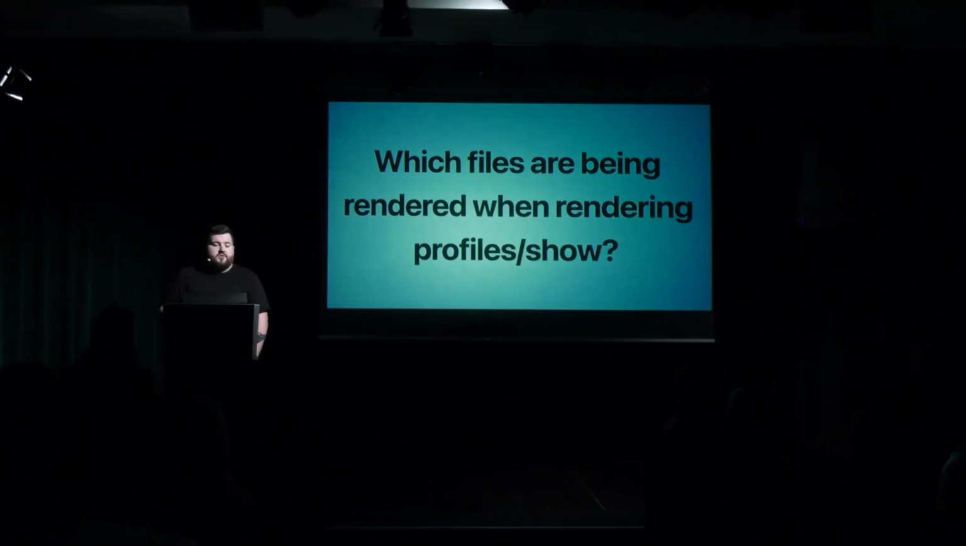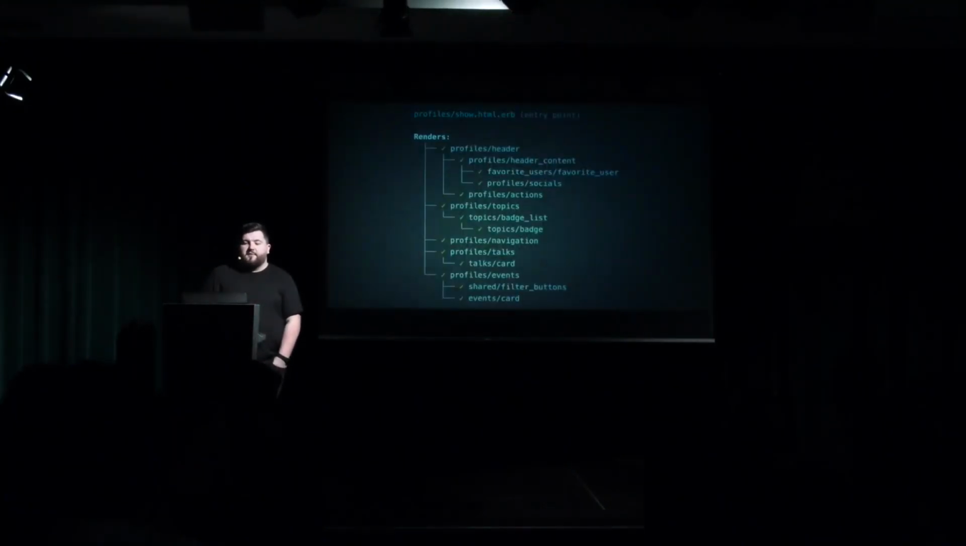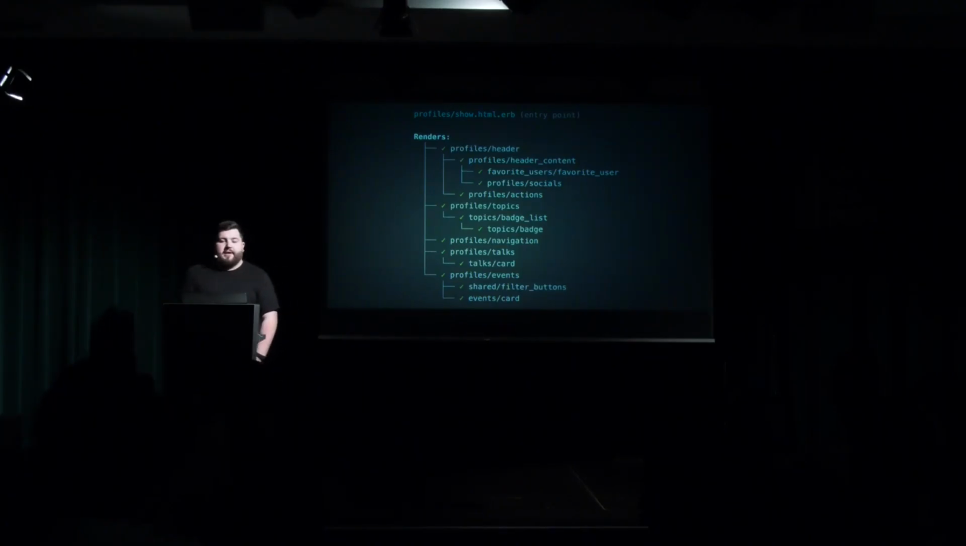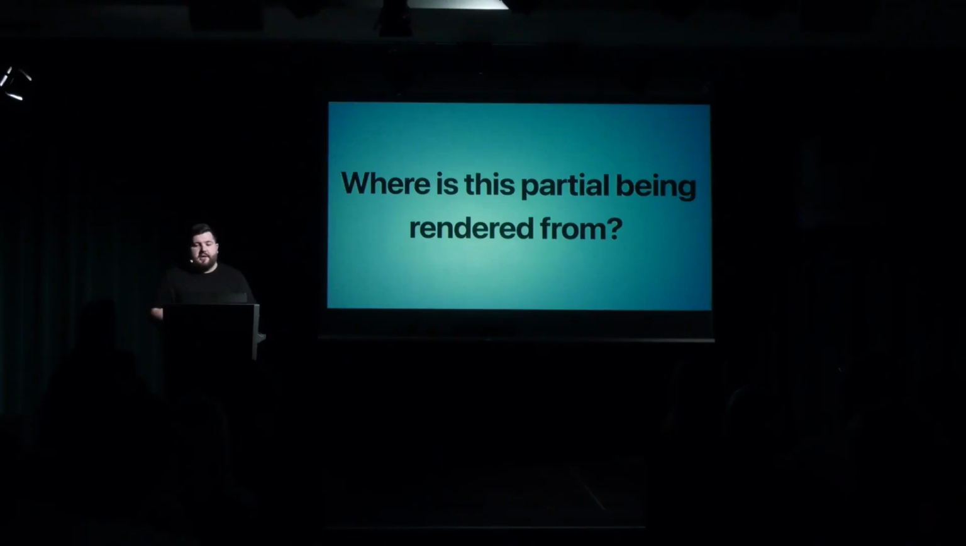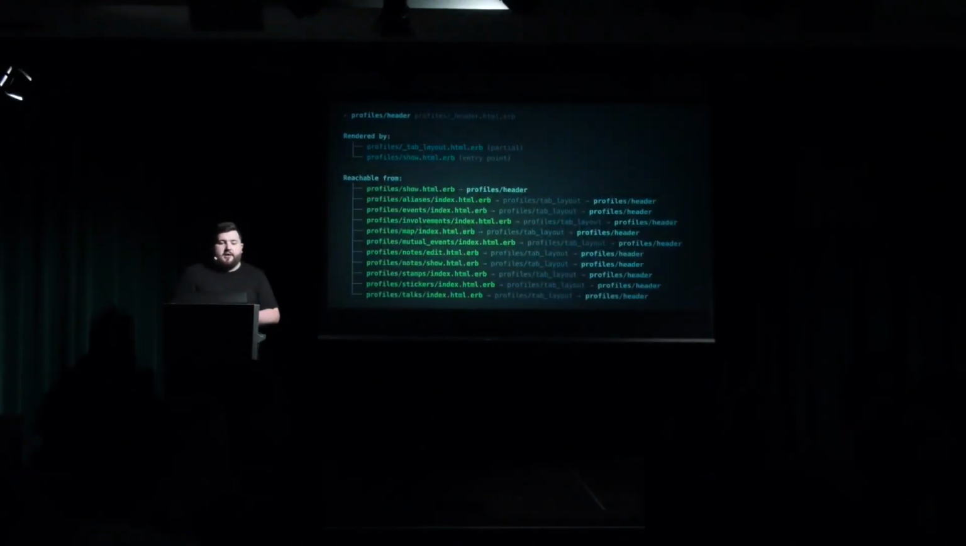This allows us now to build this graph, and we can see what is involved when you want to render this profile show page. It shows you, here's profile show, and here are all the files that are involved to render this page. And you can also flip this around to say who is rendering this partial, and you get the other side where you can see the whole trace of where this partial is being rendered from and where it's coming from.